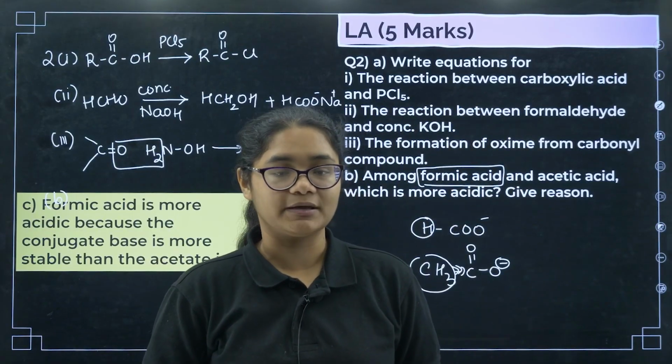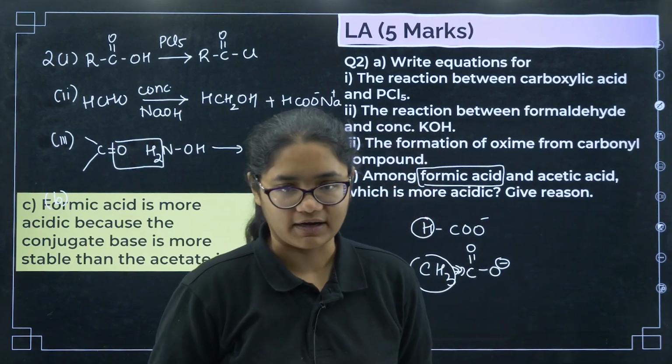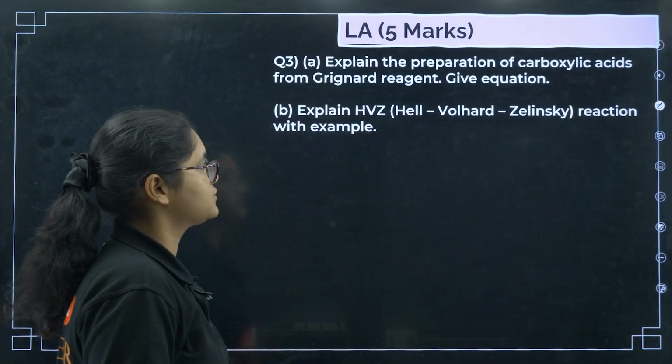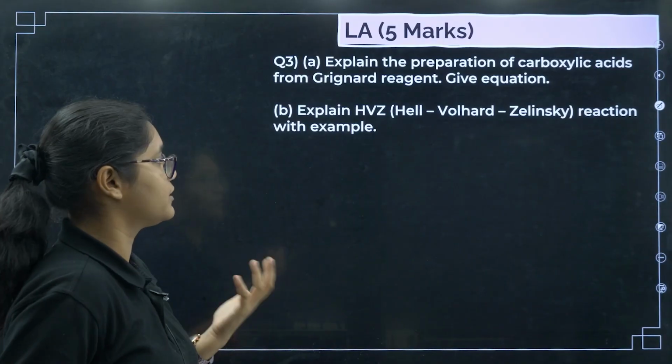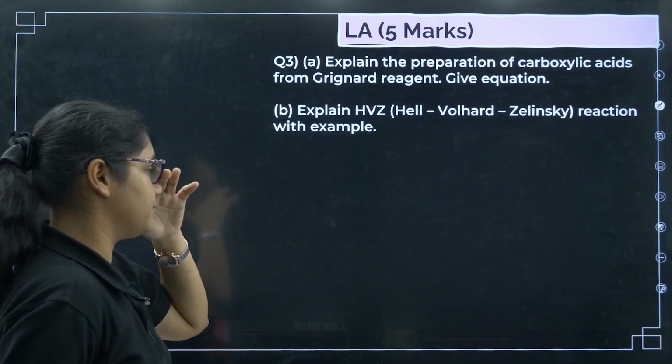Why is it more stable? Because of the absence of any electron donating or plus I effect. Next, we will see question number 3. Explain the preparation of carboxylic acid from Grignard reagent and give the equation. Explain the HVZ reaction with example.